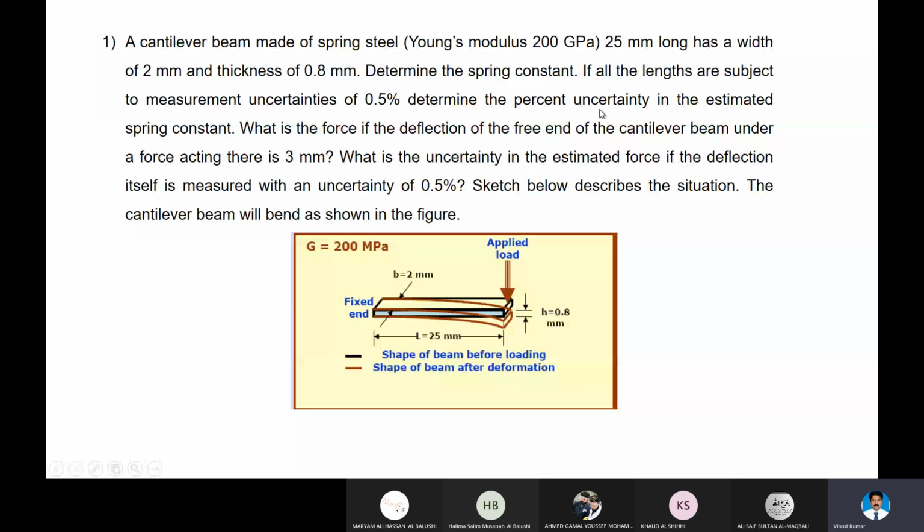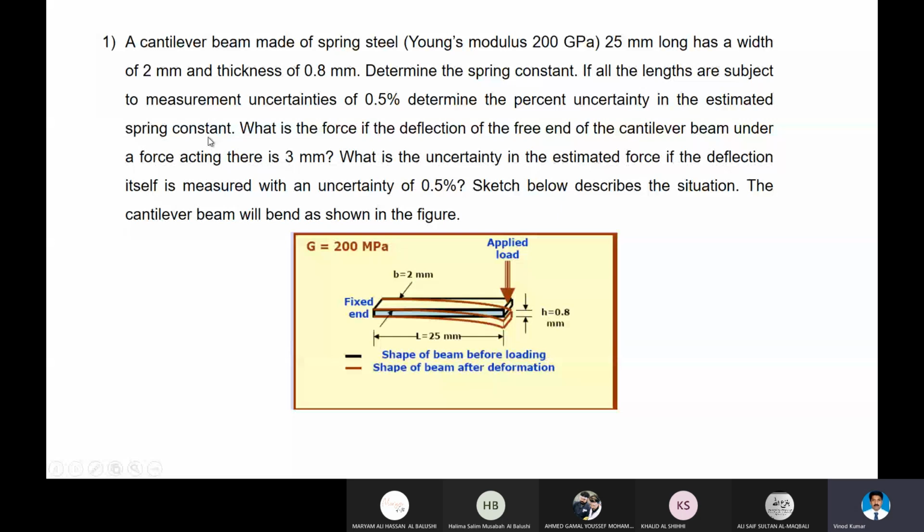So a cantilever beam, modulus of elasticity E is given, length is 25, has a width 2, thickness T 0.8. We need to find spring constant K. If this is the cantilever beam, a rectangular shape, width is 2, thickness is 0.8. When load is applied, it deflects. When load is removed, it comes back. If all the lengths are subjected to measurement uncertainties of 0.5 percentage, so error in each measurement, whether length, width or height, error is 0.5 percentage.